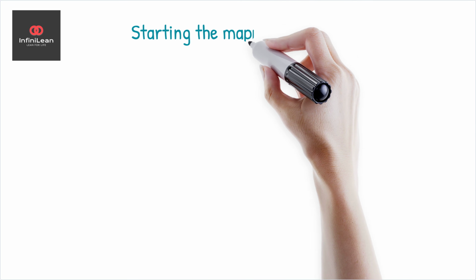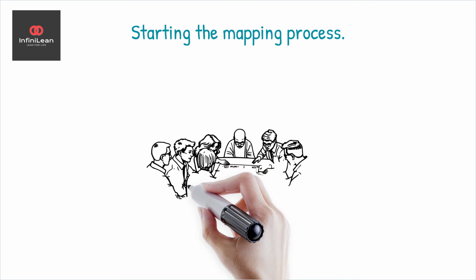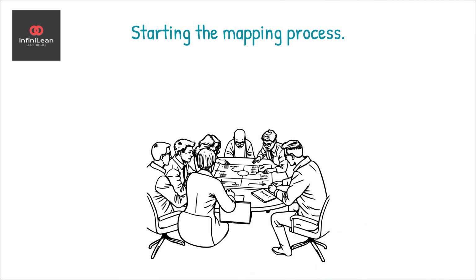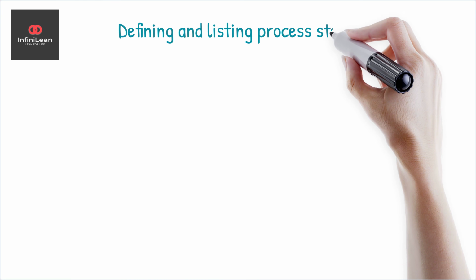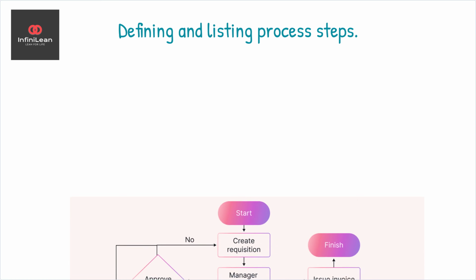To start mapping a process, gather your team. You need input from people involved at every stage, as they have insights and first-hand knowledge. Begin by defining the process you want to map. Clearly state where it starts and ends.